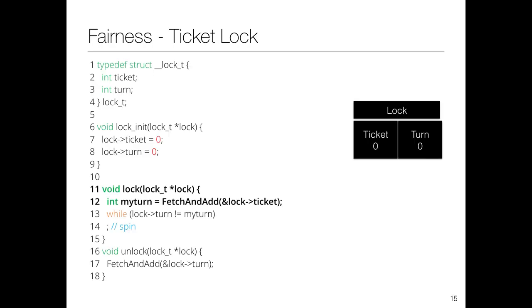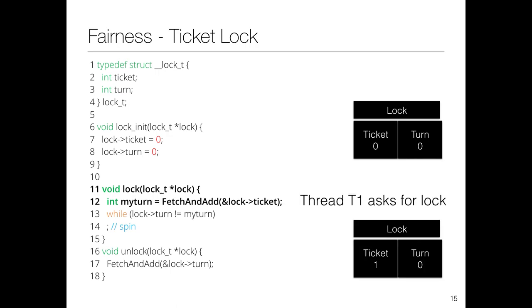So initially you understand that both ticket and turn are 0. During the locking phase, we call fetch and add on ticket. So ticket will be incremented by 1 because fetch and add increments the variable and it returns the previous value of the variable. So this function fetch and add will return 0, but it will increment ticket by 1. So now ticket becomes 1, but my turn which is returned is 0. So what we're trying to ensure is that whenever my turn is equal to turn, that particular thread gets access to the lock.